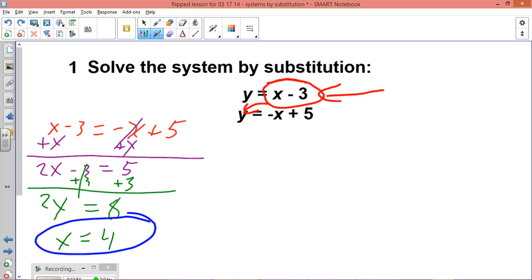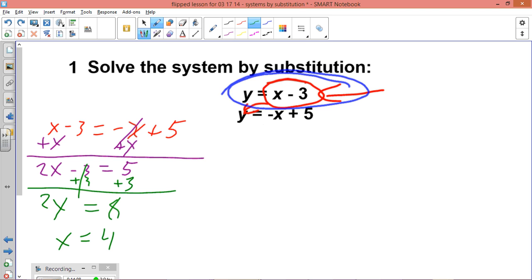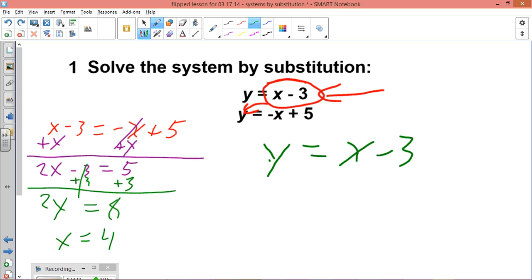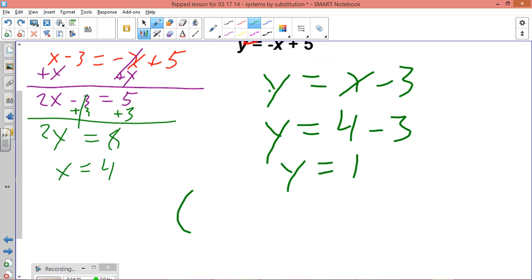Now what I need to do is plug this x equals 4 into either of these two equations. Which one do I pick? Well, the top one looks a little easier because it doesn't have a negative sign in front of the x, although it doesn't really matter. Either one will give you the same answer. I'm going to plug it into the first one, though. y equals x minus 3. I'm going to plug in 4 for x. y equals 4 minus 3, and so y equals 1. It's just that easy. I am done. My solution is 4, 1.